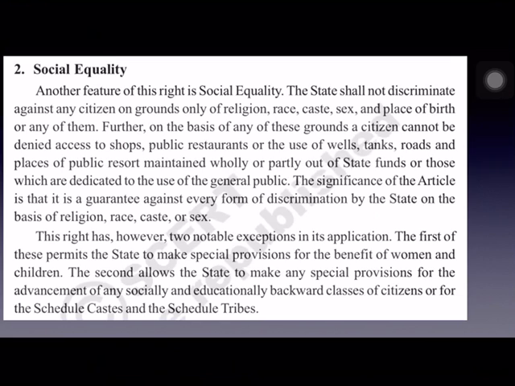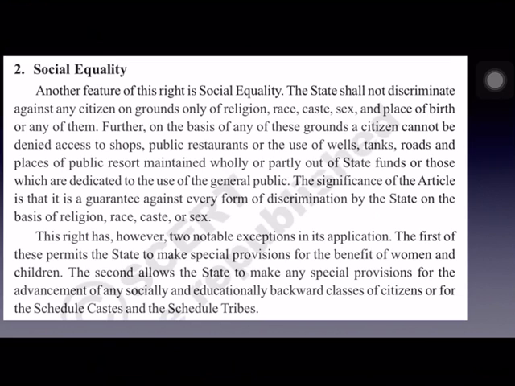And there are two exceptions for the application of this right. Now let us see what those two exceptions are. The first, it permits the state to make special provisions for the benefit of women and children. We can see that many laws were made by the government for the benefit of women and children. Women Protection Acts, we are going to learn in our next chapter. The Dowry Prohibition Act, the Immoral Trafficking Act, all these acts were made for the benefit of women. And some laws were made for the benefit of children also.